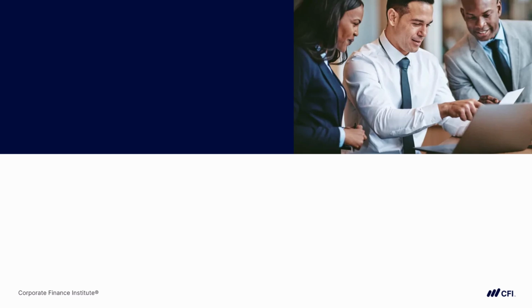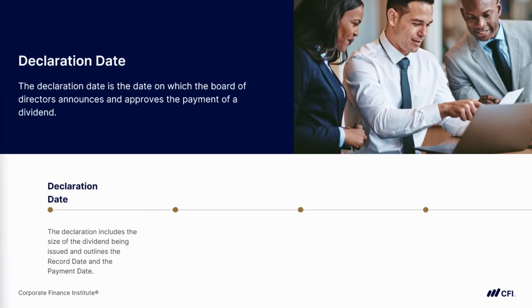So let's discuss some important dates for dividends. The first one would be the declaration date, which is the date on which the board of directors announces and approves the payment of a dividend. And if we look below, this declaration would include the size of the dividend being issued, and it would outline the record date and the payment date, which we're going to discuss in a moment.